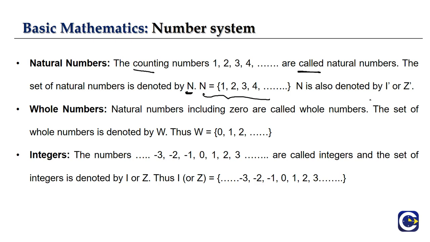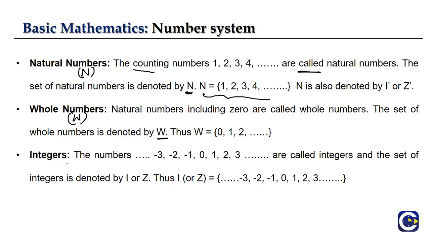The next we have is whole numbers. Whole numbers are nothing but natural numbers including 0. If you see in natural numbers, we don't have 0 there. When 0 comes to the natural numbers, those numbers are called whole numbers. The set of whole numbers is denoted by capital W. So natural numbers are denoted by N and whole numbers by W, right?